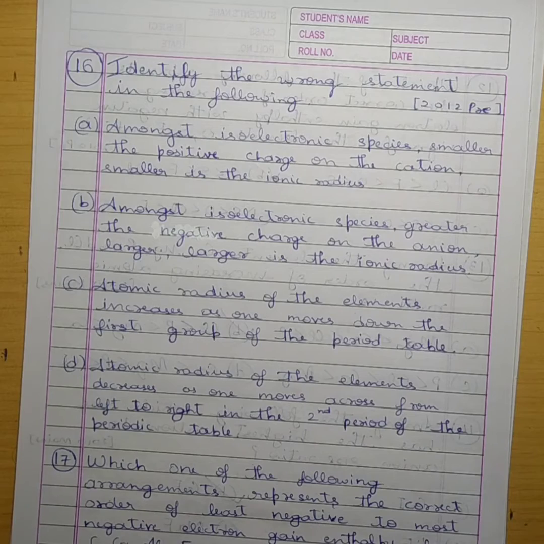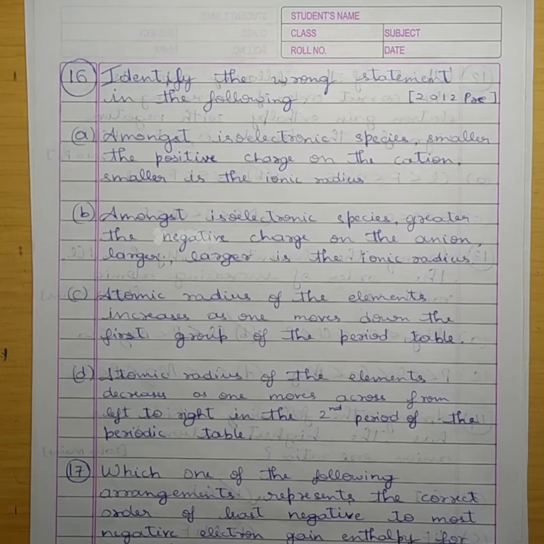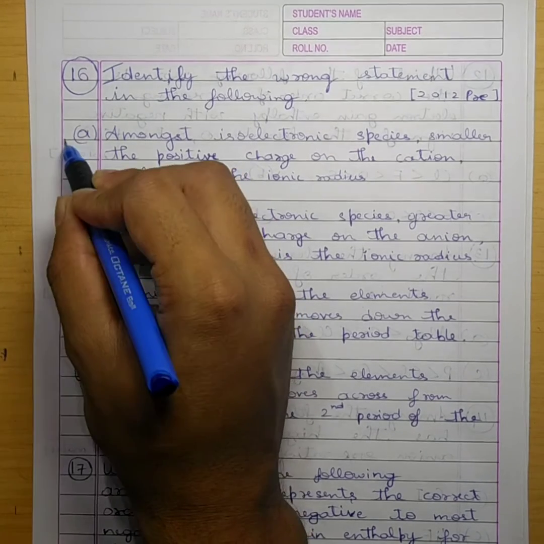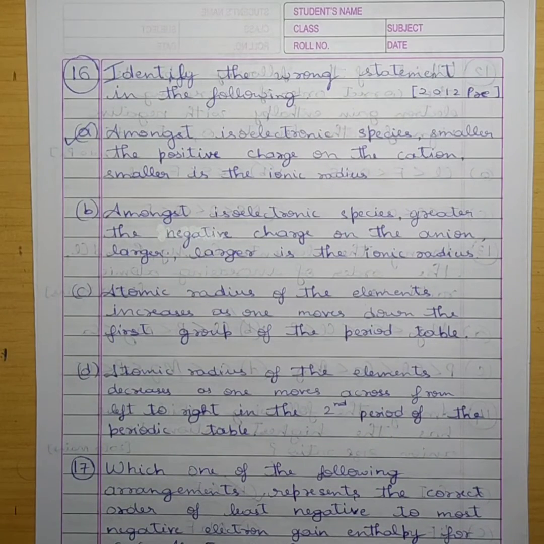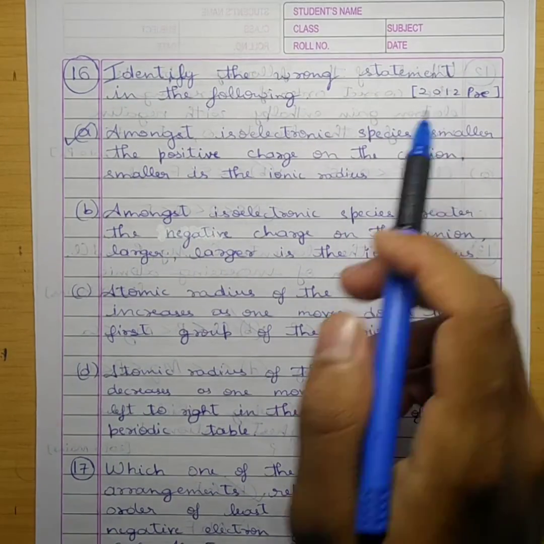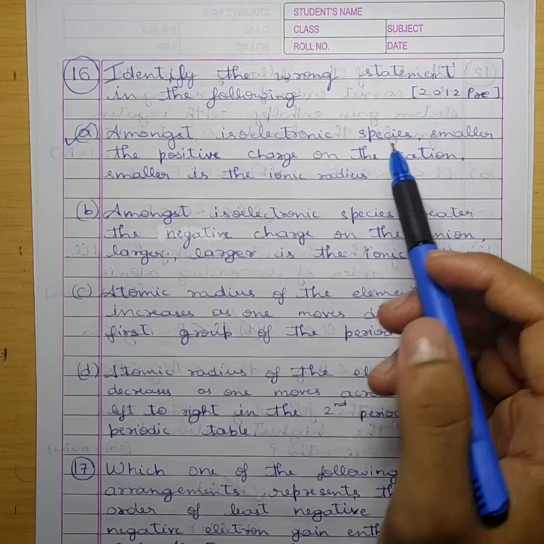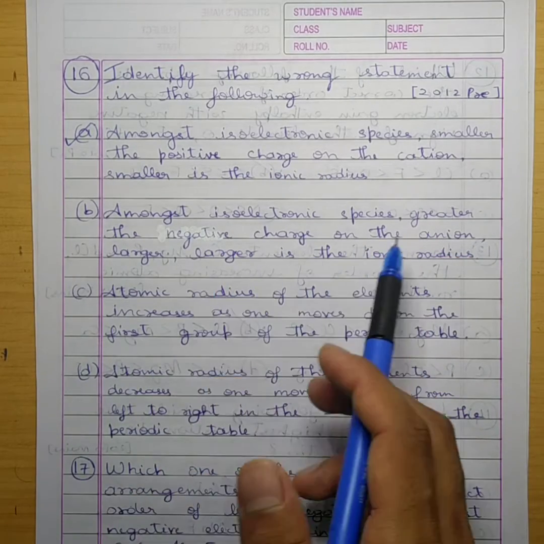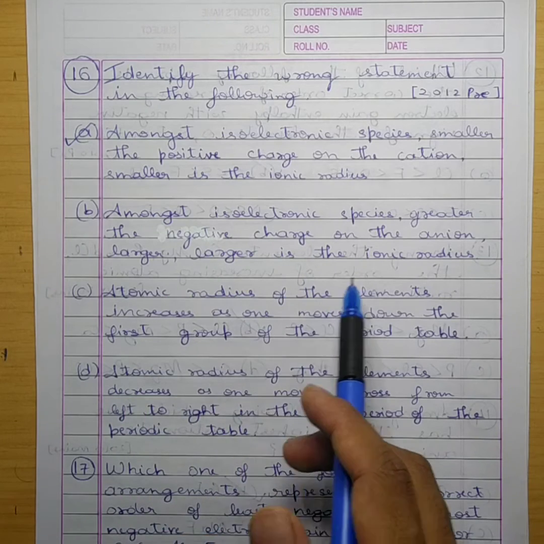Question 16. Identify the wrong statement in the following. Option A, amongst isoelectronic species, smaller the positive charge on the cation, smaller is the ionic radius. It is the wrong one, because amongst isoelectronic species, larger the positive charge on the cation, smaller is the ionic radius. Option B, amongst isoelectronic species, greater the negative charge on the anion, larger is the ionic radii.